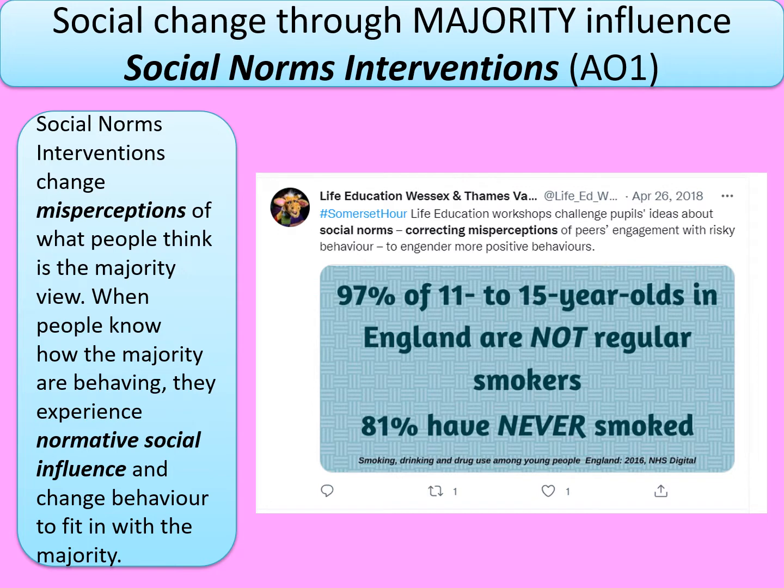In the example on the screen, you can see there's a social norm intervention which has been tweeted that says 97% of 11 to 15-year-olds in England are not regular smokers. 81% have never smoked. Perhaps they're trying to capture that 11 to 15-year-old age group, and they're telling them what everyone else their age is doing, so they should experience normative social influence and therefore either quit smoking or not start smoking.